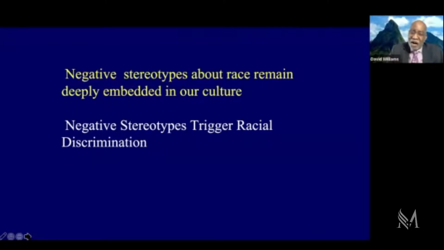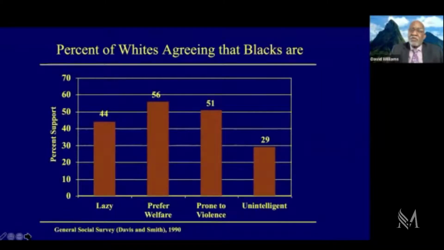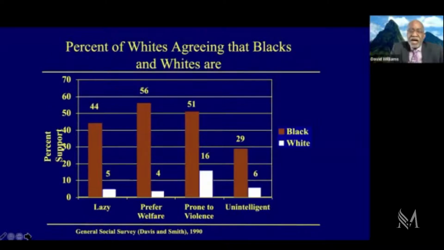And these are processes that occur. These negative stereotypes trigger racial discrimination. And I just want to illustrate just how profound these negative stereotypes are. Here's a study done in 1990, national data for the United States, a respected social science survey. 44% of whites believe that Blacks are lazy, 56% that Blacks prefer to live off welfare, 51% that Blacks are prone to violence, 29% that Blacks are intelligent.